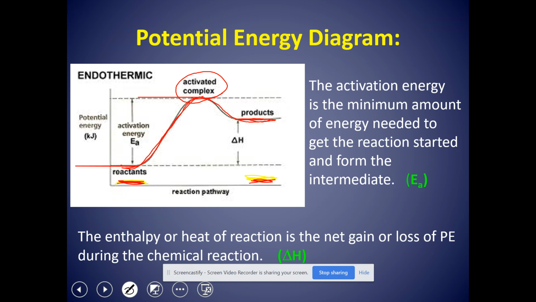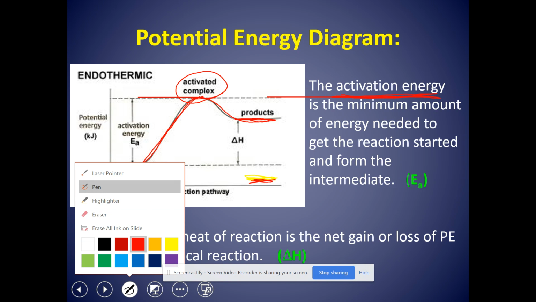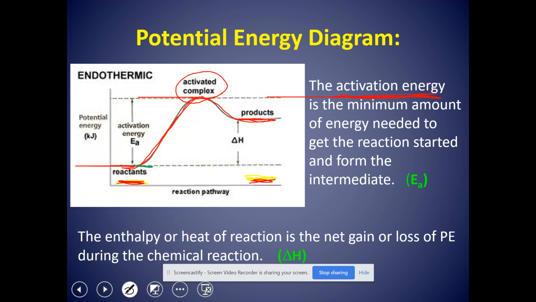Now, every potential energy diagram, though, gives you information not just about the reactants, the activated complex, and the products, but some numbers that tell you something about that process. There is something called the activation energy, and I'm over here to the right side. The activation energy is the minimum amount that you need to get the reaction started and form that intermediate. So let me switch to another color here. I'll pick out like a green, okay? So you got to go from here up to there, and the difference in those numbers, like let's say this number was 500 and this one was 100.